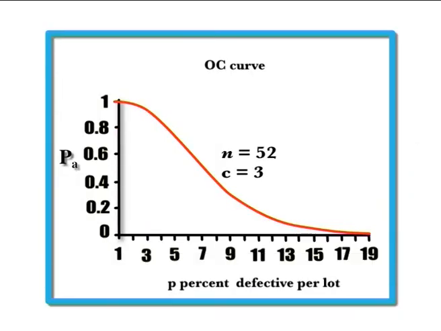The image of the OC curve of such a sampling plan is given below. The x axis denotes the percentage defective per lot and the y axis denotes probability of acceptance. We have almost an S shaped curve. So, this is the OC curve of the single sampling plan drawn for n equal to 52 and C equal to 3.